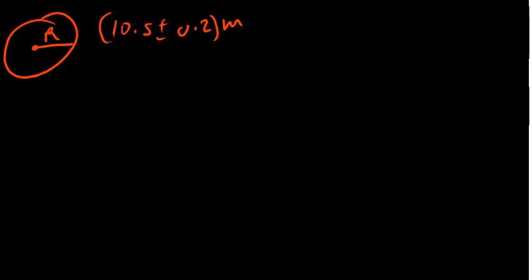Now the question is, if we have been asked to find or calculate the area of the circle, we know that the area is given by the formula pi r squared. So we want to find the area of the circle, but we have got this 0.2 uncertainty.